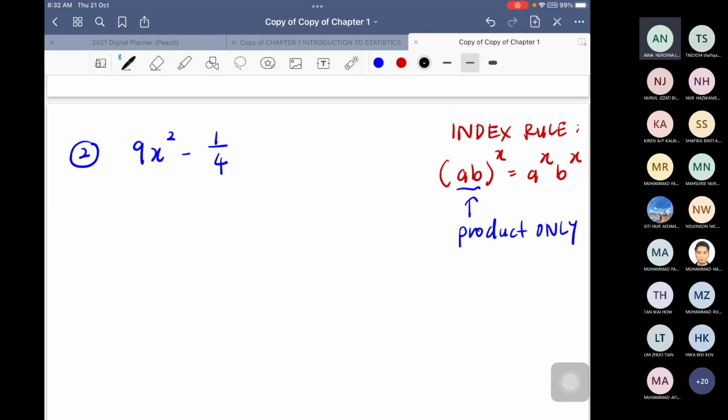So kita ada 9x square tolak 1 per 4. Sama juga idea dia macam tadi. So first yang kita kena buat adalah kena jadikan dua-dua term dalam bentuk square. Okay, tapi apa beza antara example 1 dengan example 2? For the case of example 2 ni, kita ada instead of tadi ada x square je, sekarang kita ada 9x square. So kita ada 2 term kat situ, ada nombor 9 dan juga ada x square.